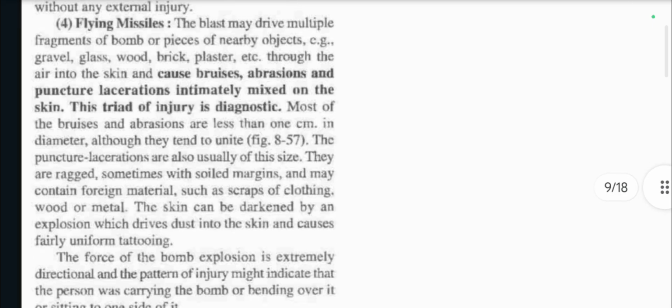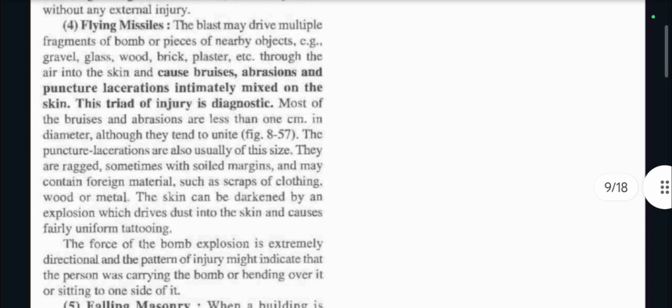So under this point of flying missiles, remember, they told flying missiles. Flying missiles means everything which is going to fly would be acting as a missile on the body of the victim. Now, what do I mean by this?